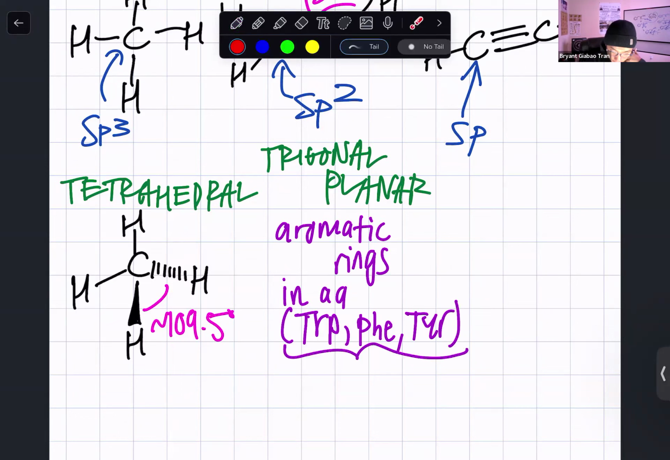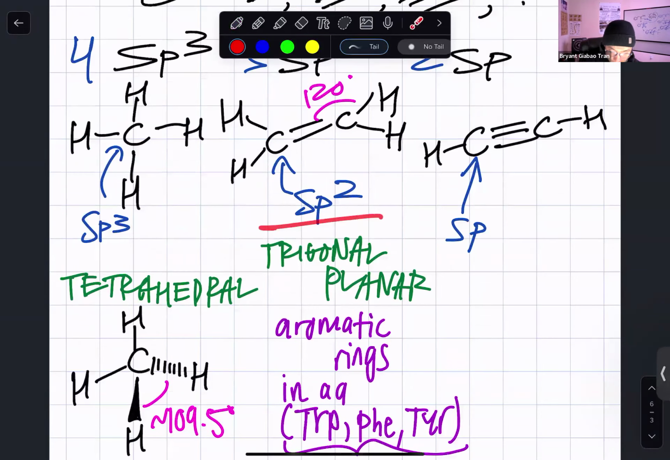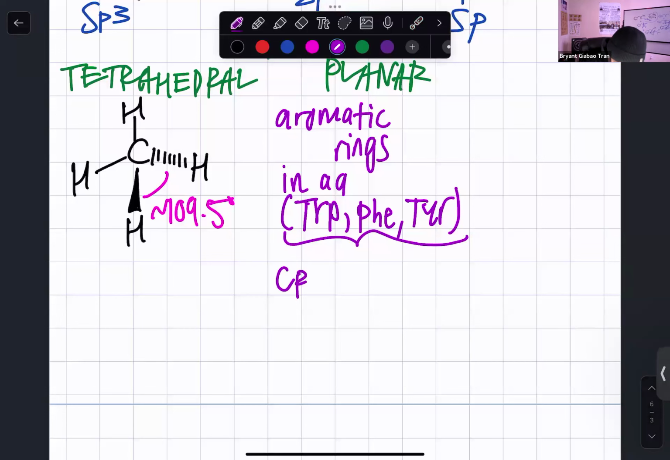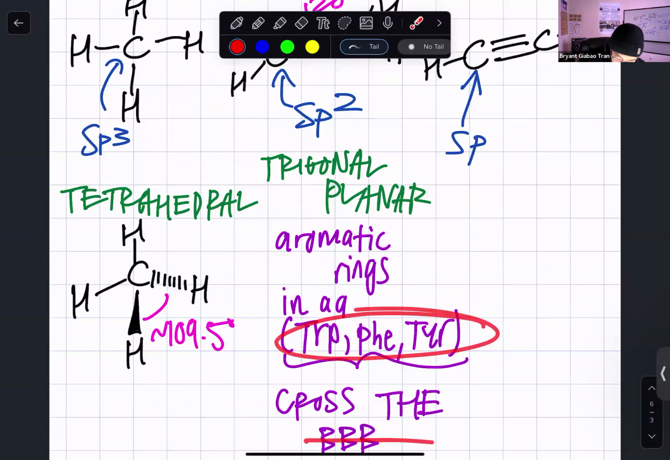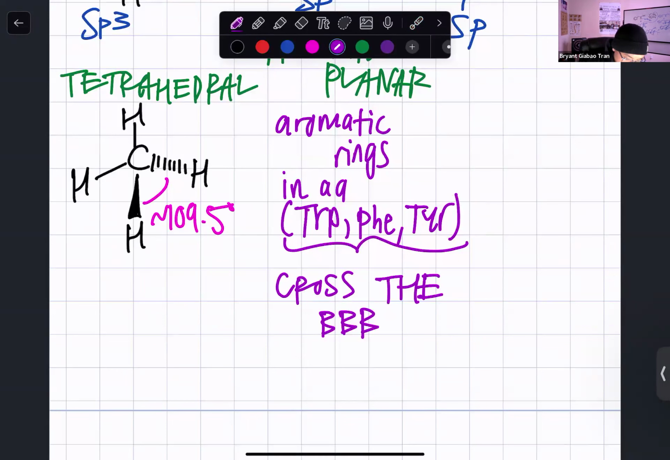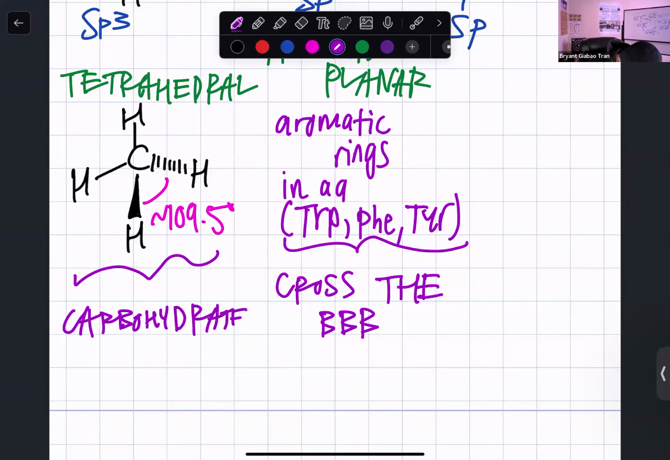These aromatic amino acids are flat and planar, sp2 hybridized, meaning that they could cross the blood-brain barrier and provide the brain with nutrients, right? Because some of these amino acids can be glucogenic, creating glucose for the brain and feeding the cells in the brain, like astrocytes and microglia, from these flat amino acids that are able to cross the blood-brain barrier. Some sp3 carbons are going to be considered carbohydrates or sugars, and most amino acids, right?